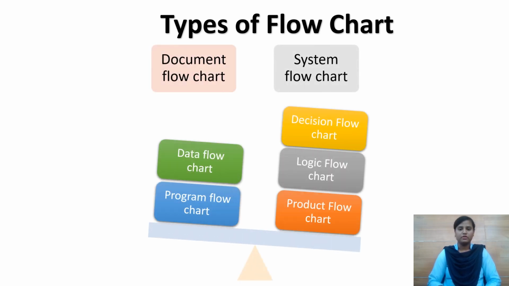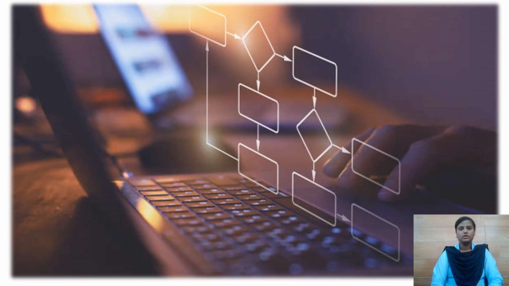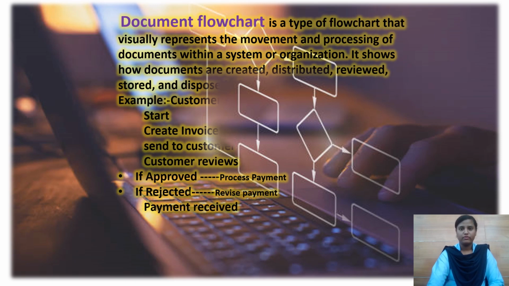These are seven types of a flowchart. The first one is document flowchart, second system flowchart, third data flowchart, fourth program flowchart, fifth decision flowchart, sixth logic flowchart, seventh product flowchart. Let us discuss the document flowchart.